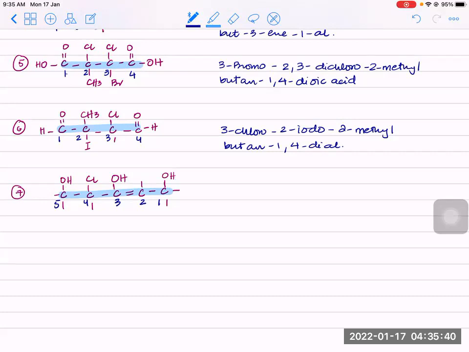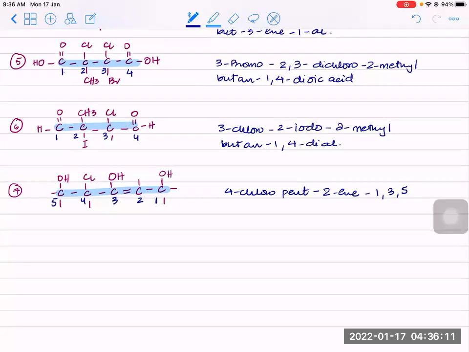Now, first thing, gotta name the halogen. So it will be 4-chloro. Then we have alcohol. We have 3 alcohols. So 5 carbon is the main chain. So that will be pent. Now you can't say pentan because the carbon-carbon bonds are double right here. On carbon number 2, you have an alkene. So pent-2-ene. And then on carbon 1, 3, and 5. So you will say 1, 3, 5 triol, because it is 3 alcohols, is why we call it a triol. Is this clear?